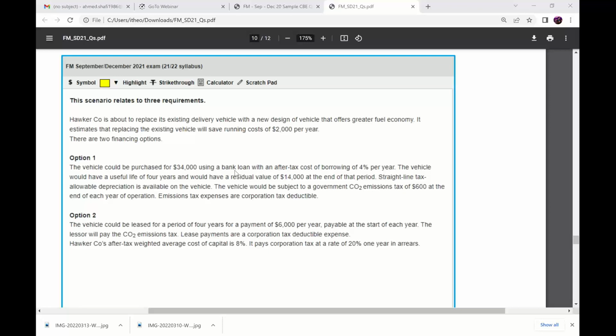So Hawker Company is about to replace its existing delivery vehicle with a new design of vehicle. It estimates that replacing the existing vehicle will save running costs of 2,000 per year. So the company plans to replace its vehicle. There are two financing options. So in replacement of the vehicle, there are two financing options.